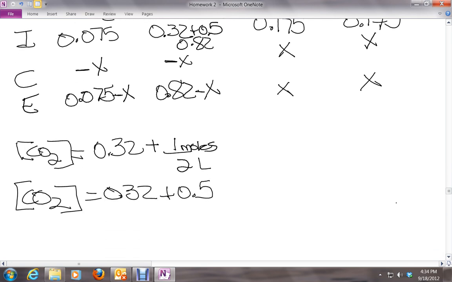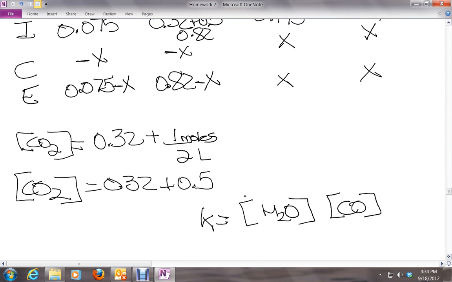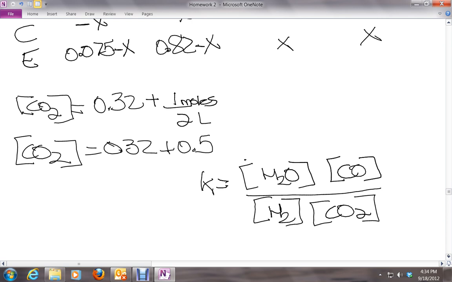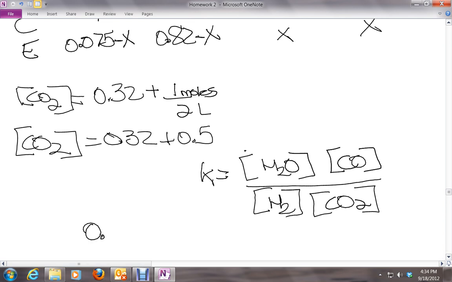So here we got, let's write the new expression, because it has to keep the same K, which was 0.771, if you remember. So again, the expression would be the concentration of water multiplied by the concentration of CO, divided by the concentration of H2 multiplied by the concentration of CO2. So let's plug in our X's and the equilibrium constant. So it's 0.771 equals, what is the concentration of water now? X, and the CO, X.